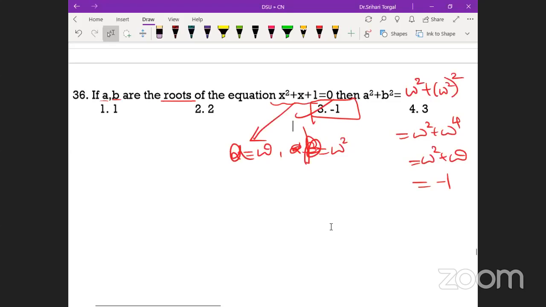Minus 1 is the answer for this. I told you in the last class, if the equation is x square plus x plus 1 equal to 0, omega and omega square are the 2 roots of the equation.